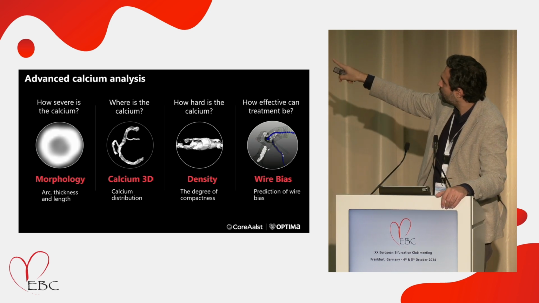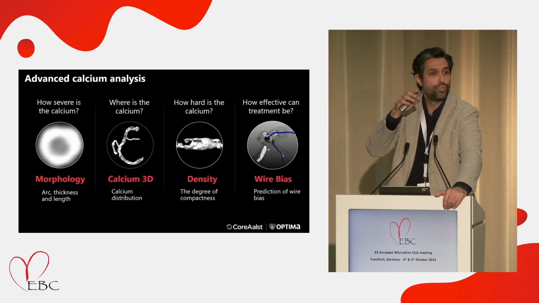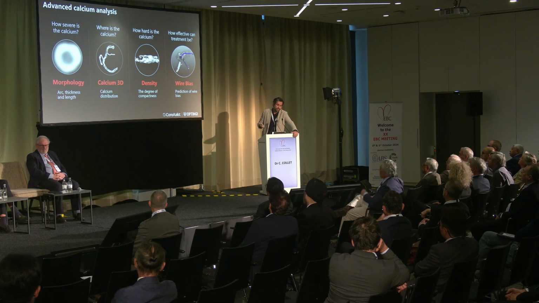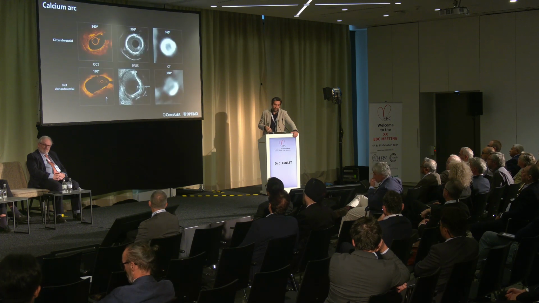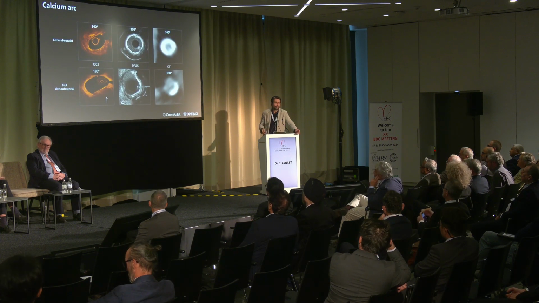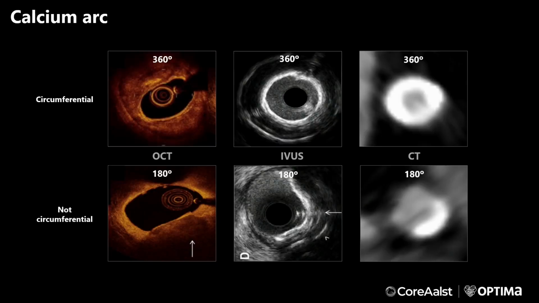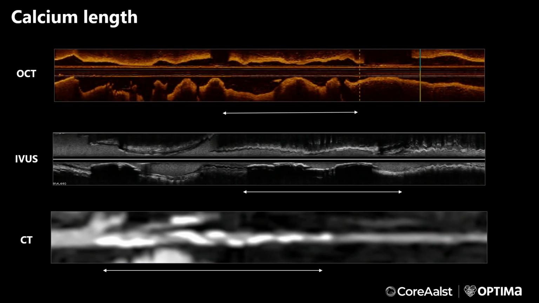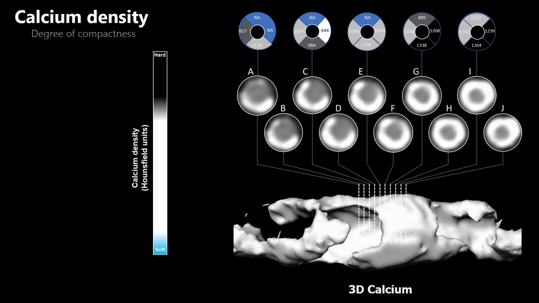Something I'm not going to talk about today, but Professor Okutsu is somewhere in the audience, is that he's been working on predicting wire bias, which is a tool that will help us select the calcium modification tool. Calcium arc is very easy. It's even easier than intravascular imaging because you see this white image, which is the calcium. It can be circumferential or non-circumferential. You can assess the thickness, and of course, it becomes very easy because you can also assess the length.